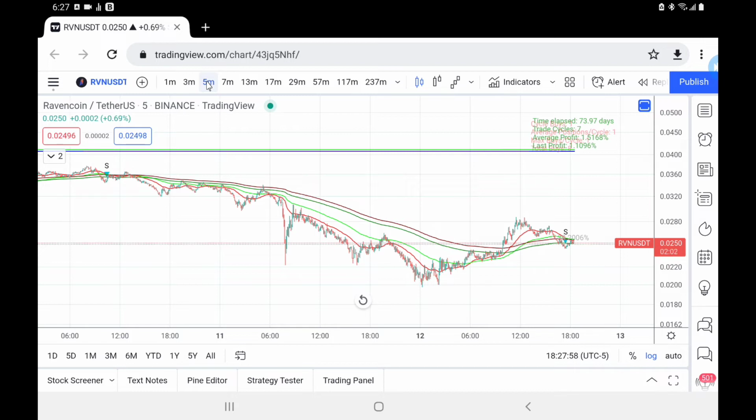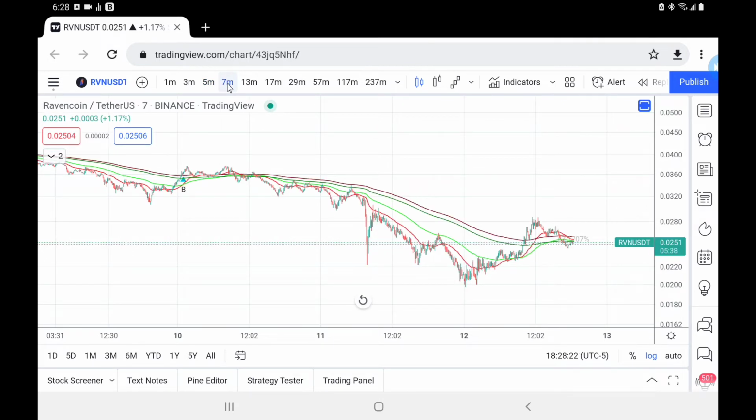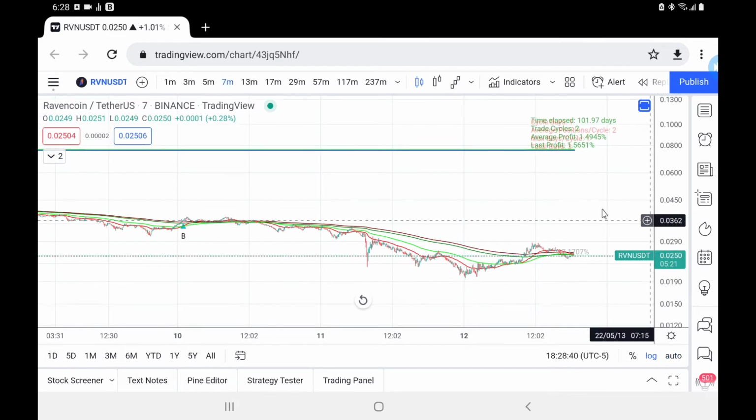But overall, I hate to say it, but the 3 minute time frame on Raven, that is something I would personally trade. And I don't like trading Raven because of its volatility and low market cap. I've been stuck with this coin too many times to know just how hard it is to get rid of. But this is something I would trade. It's reasonable. It's consistent. And where's my data? There it is. Here we actually made 2 trade cycles.